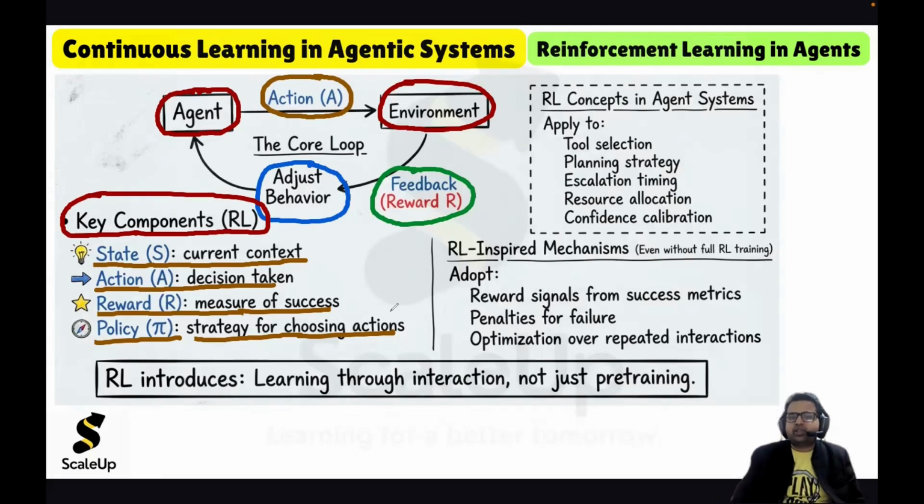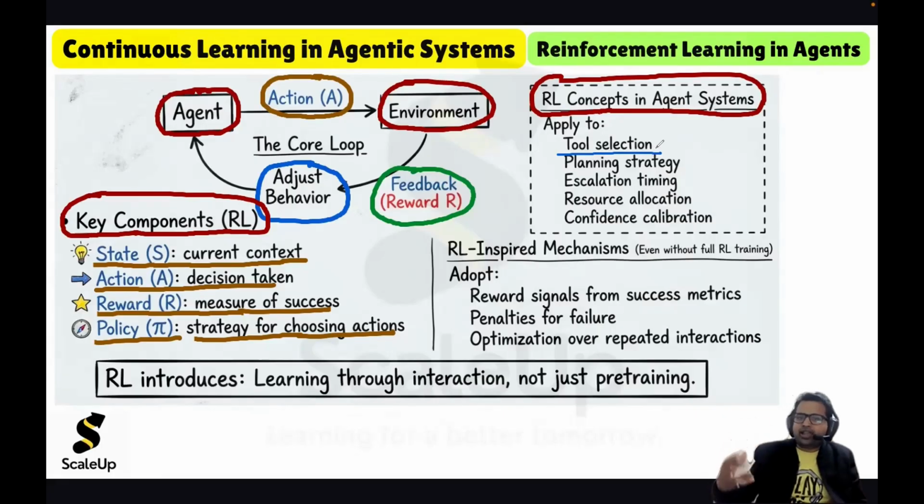It's a measure of success, whether the agent is going in the right direction or not, and based on that, the agent will adjust its behavior, and policy is the strategy for choosing actions. Now, reinforcement learning in agent systems applies to tool selection. While selecting the tool, agent systems can apply reinforcement learning, wherein they can choose different tools, and whatever tool is giving them the best reward, they can go with that.